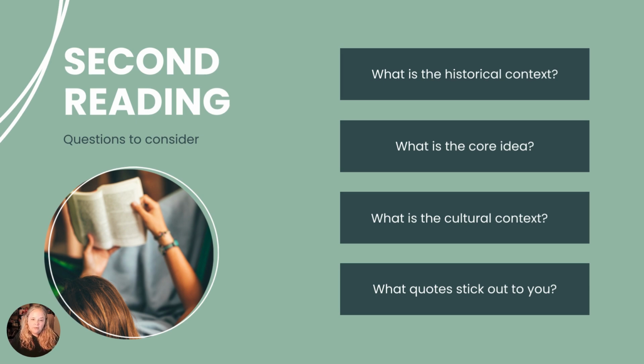So now we've got the second read. Here on the second read, you're going to get a little bit deeper into the writing. So now you're going to think about what the historical context of the writing is. So, what does historical context mean? Well, it means the time period that the piece was written in and written for.